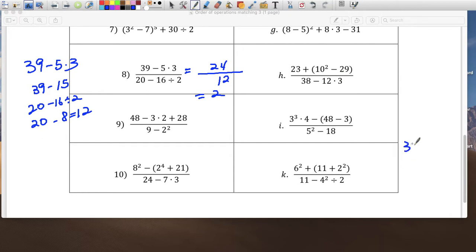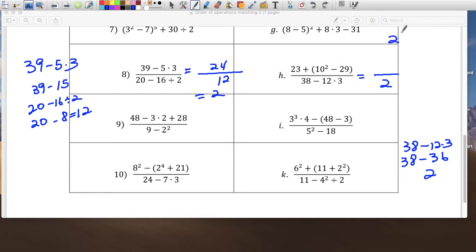So we have 38 minus 12 times 3. We have to do multiplication first, right? 12 times 3 is 36. 38 minus 36 is 2. So the denominator here equals 2. And now on the numerator, well, we have to do the parentheses. So let me see if I can, we have space here on top.